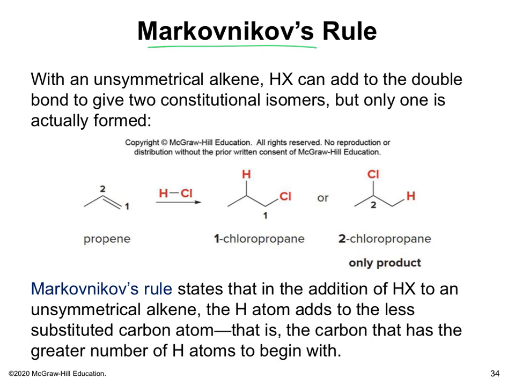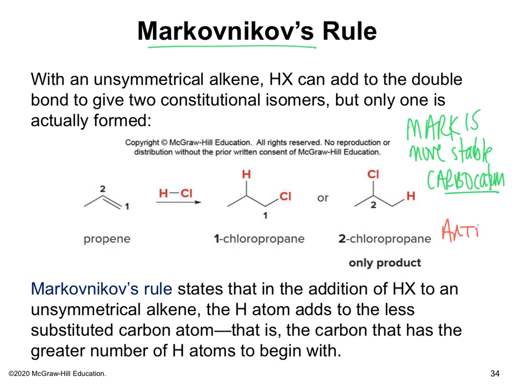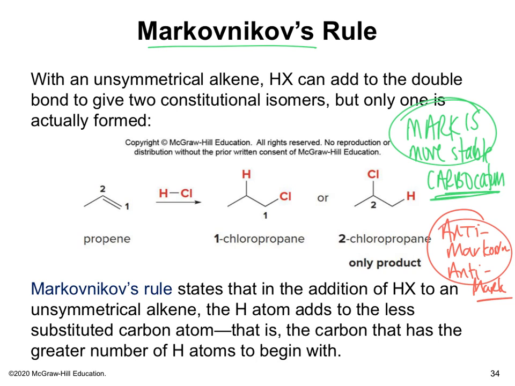Now this goes by Markovnikov's rule. You could just say Mark's rule. You might hear me say Mark's rule. That's going to give you the more stable carbocation. So you're going to find that some give you the more stable, okay? And if you don't get the more stable carbocation, you get an anti-Markovnikov. And you might hear me say anti-Mark. So you're going to have to kind of memorize and look for those reagents that follow Mark's rule to give you the more stable carbocation intermediate, or the kind of reagents that do the anti-Mark.